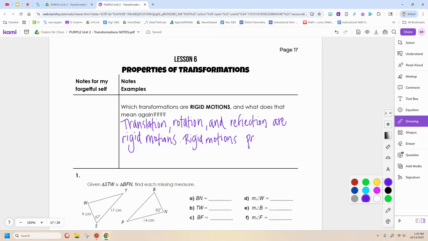Okay. Rigid motions preserve angle measure and side length. The image is congruent to the pre-image.